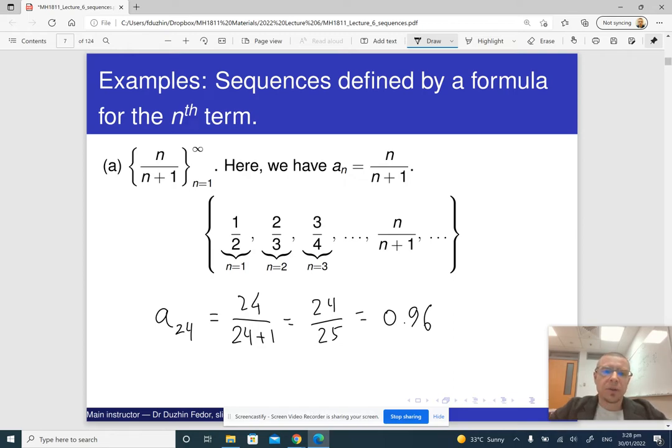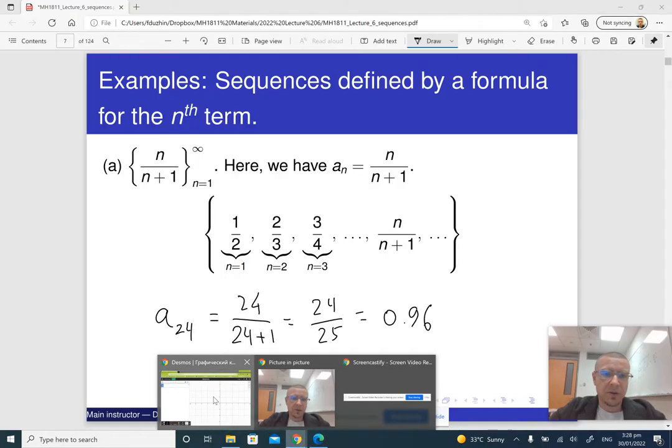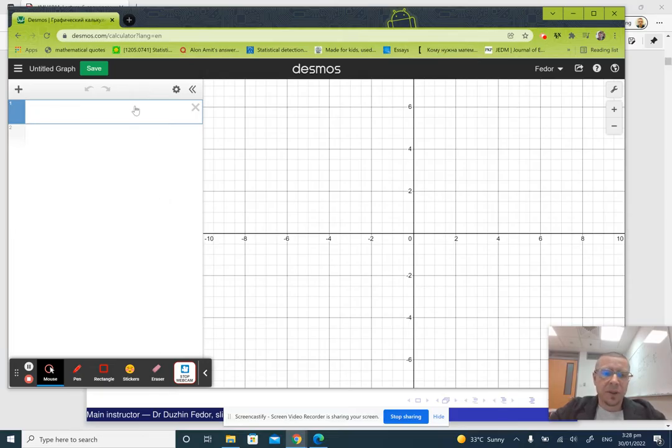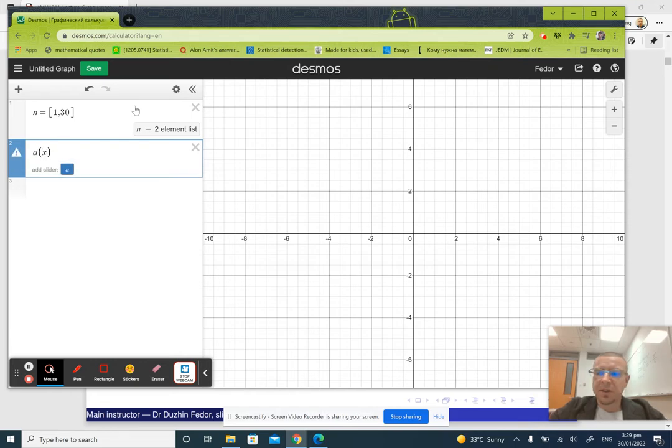All right, we can also plot graphs of sequences, just like we plot graphs of functions. So here is how we can do it in the Desmos calculator, right? If we want to plot the graph of our sequence, we need to begin by defining the intervals. I mean, how many values of n do we want to show? Let's say we want to show values of n from 1 to 30. So 30 elements of the sequence. The next thing is we need to define the function that specifies our sequence. So a of x is, in this case, x over x plus 1.